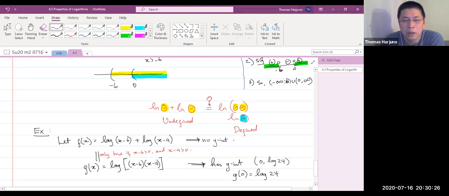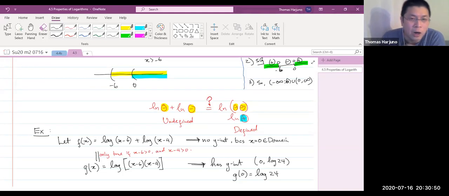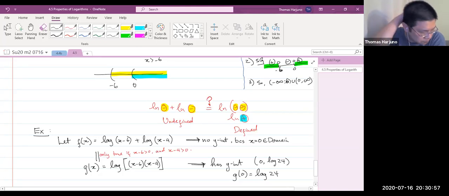Why? Because x equals to 0 is not in the domain. You will get log -6 plus log -4. But log -6 is undefined. Log -4 also undefined. I hope that really contrasts that these two functions, they are only the same under some situation. Now let me do more problems.